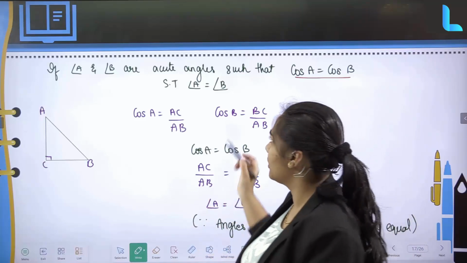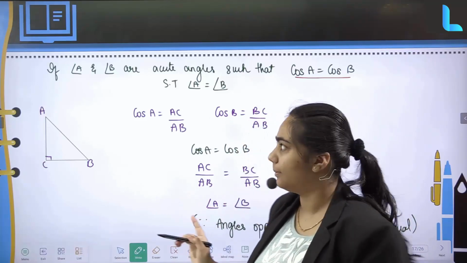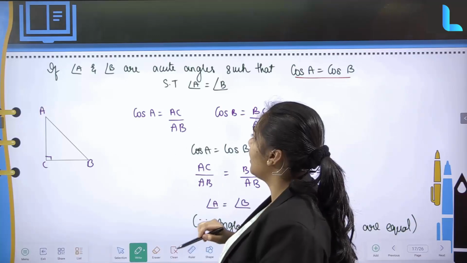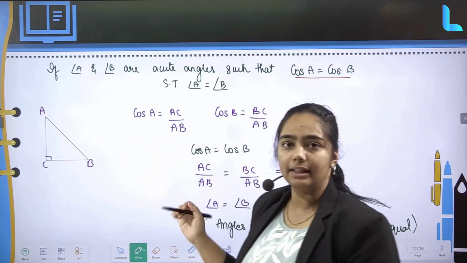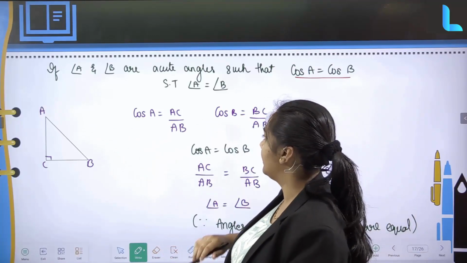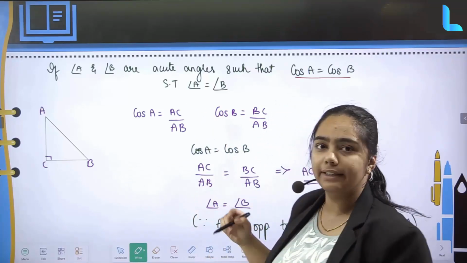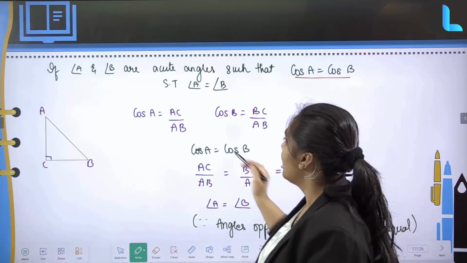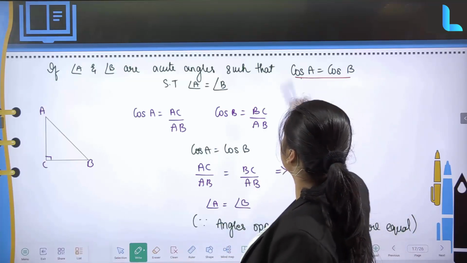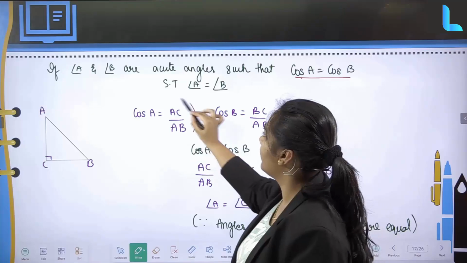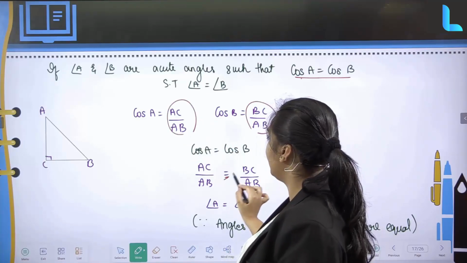Next question, if angle A and angle B are acute angles such that cos A is equal to cos B, you have to show that angle A is equal to angle B. Right. First, cos A in terms of the triangle, that is formula wise, I can write as AC upon AB, and cos B I can write as BC upon AB. Once I write that, I have said that cos A is equal to cos B.